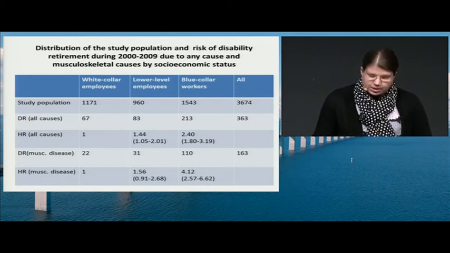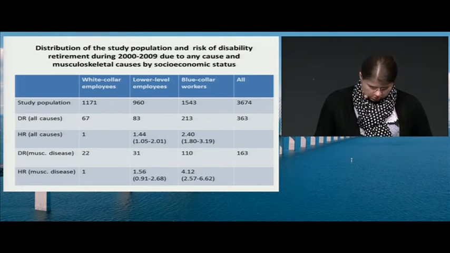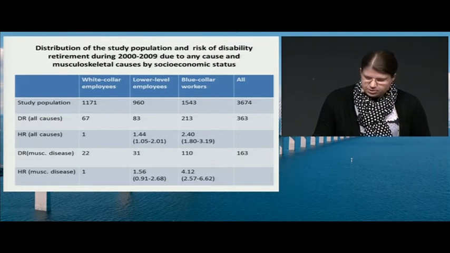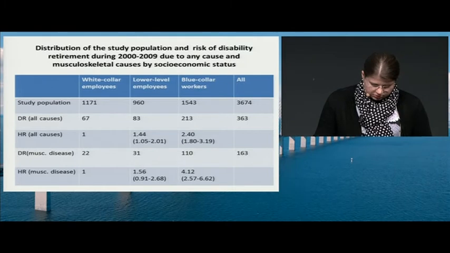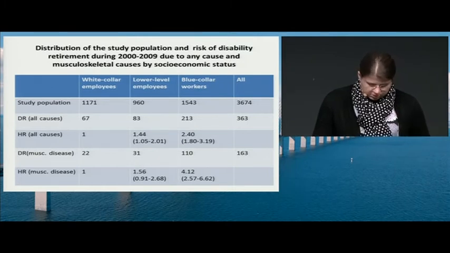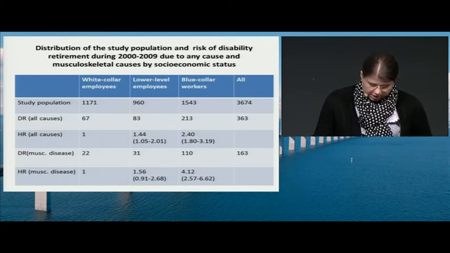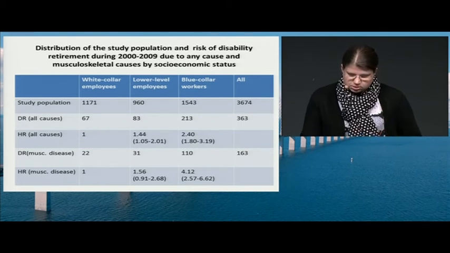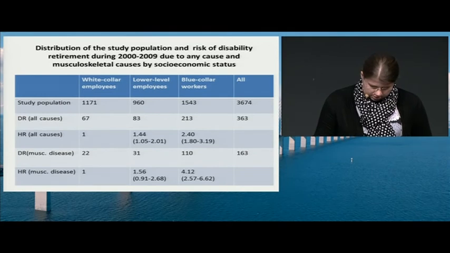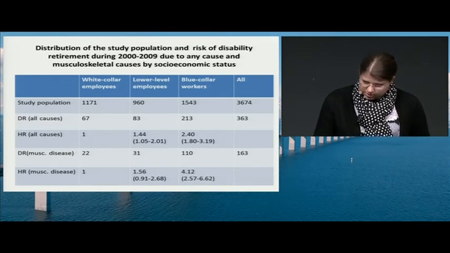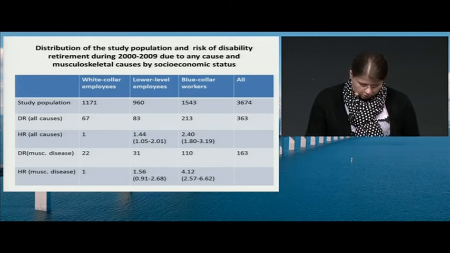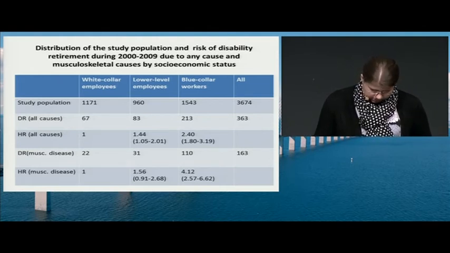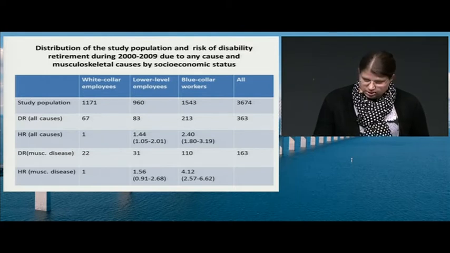Here we see the number of the study population by socioeconomic status. In the second row we have the number of disability retirements by socioeconomic groups. And here we can see the hazard ratio of disability retirement due to all causes by socioeconomic groups. We see that blue-collar workers have 2.4 times higher risk of disability retirement compared to white-collar employees due to all causes. And in the last two rows, we have the number of disability retirements due to musculoskeletal diseases and hazard ratios. We see that blue-collar workers have 4.5 times higher risk of disability retirement due to musculoskeletal diseases than white-collar employees.